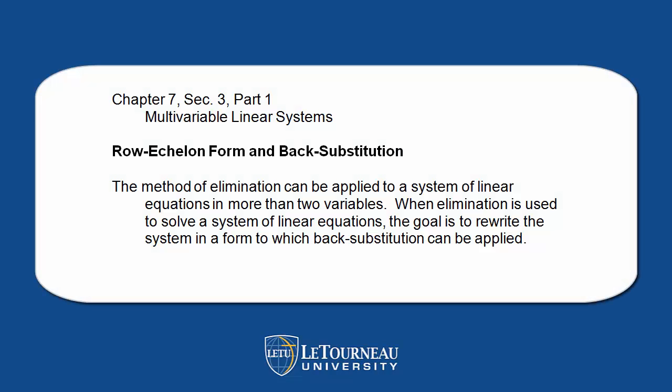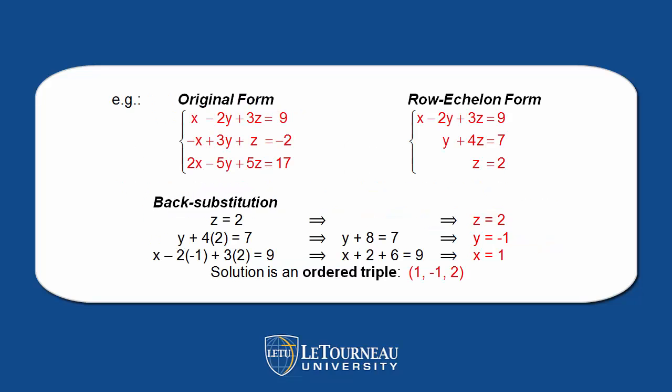In this section, let's look at multivariable linear systems, for example, systems that have 3 equations and 3 unknowns. In particular, we want to learn how to put them in row echelon form and then be able to do back substitution. Let's check out this example.